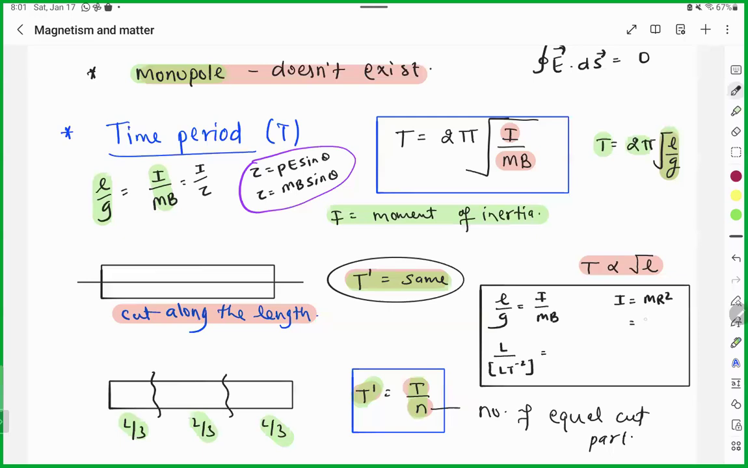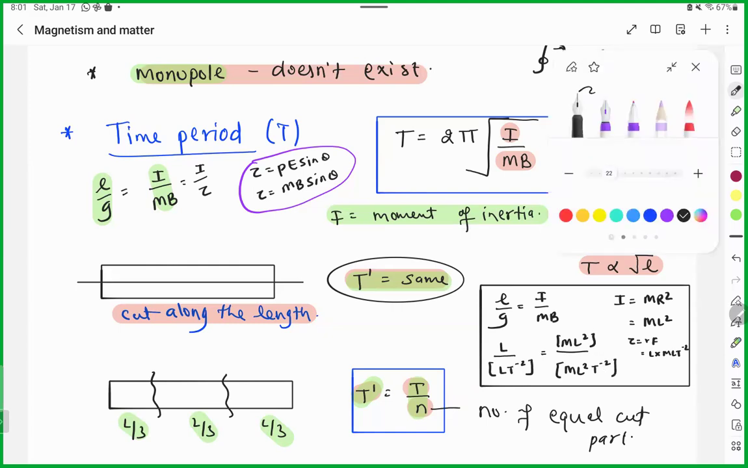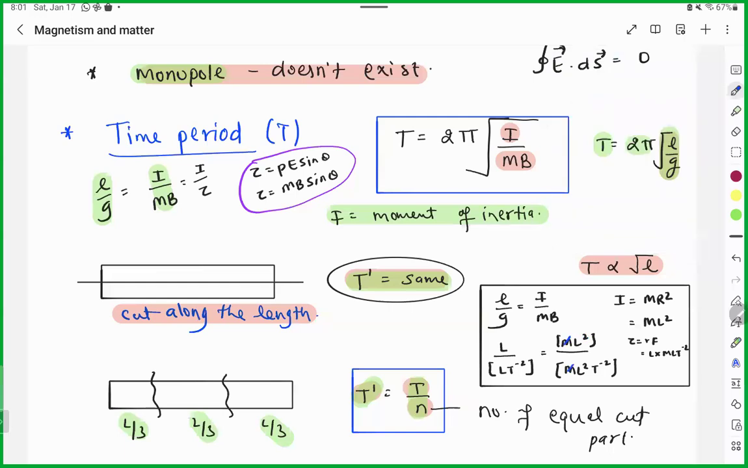So dimension for mass will be M, r square will be L square, so M L square. And MB is equal to torque. Torque is also equal to r cross F. So r is L and F is M L T minus 2. Correct? So overall it will be M L square T minus 2. If you cancel it out, L cancels, and L square cancels. Do you have L T minus 2 on both sides?